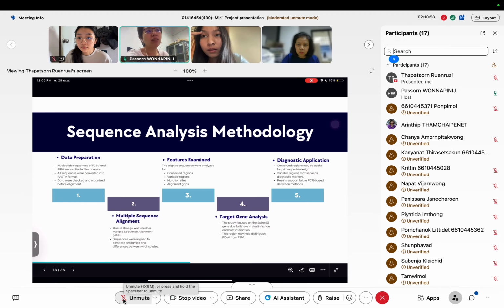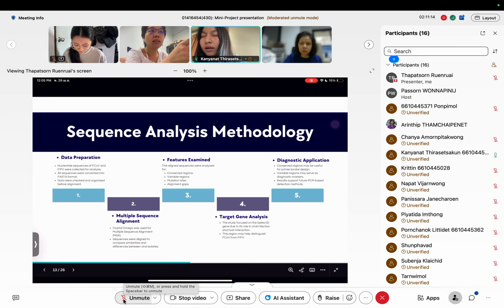First, you start with data preparation, which means that you collect the sequence data, right? And then you perform multiple sequence alignment, right? And then have you done anything on feature examine? I done only cluster omega that is included in multiple sequence alignment. So what have you done on the step of feature examines? No, this step is not done. So who's doing this analysis, feature examine? Me.